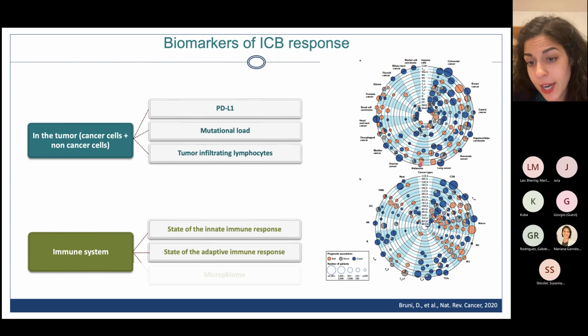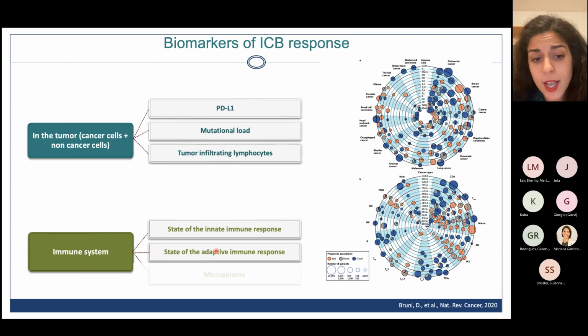So actually here you can see the different cells that you have in the immune system, and here are the different cancers. And so you can see that lots of researchers are trying to find out if these different cells are actually good or bad for inducing immune checkpoint blockade response.